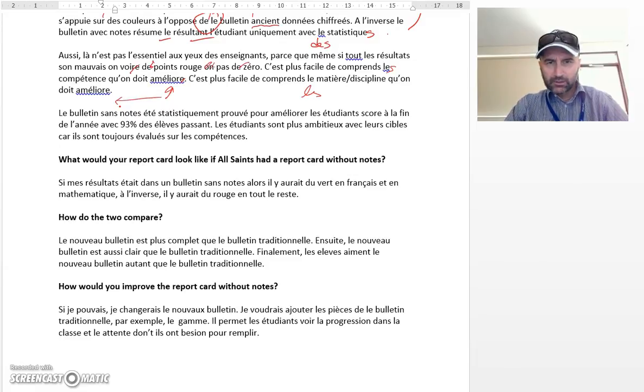C'est plus facile de comprendre les matières, again, LES, les disciplines qu'on doit améliorer, dictionary form as well here. No problem. Le bulletin sans note a été prouvé pour améliorer les étudiants. That's a tricky one here. I would get the proof out, and I just say something like le bulletin sans note améliore les scores des étudiants.